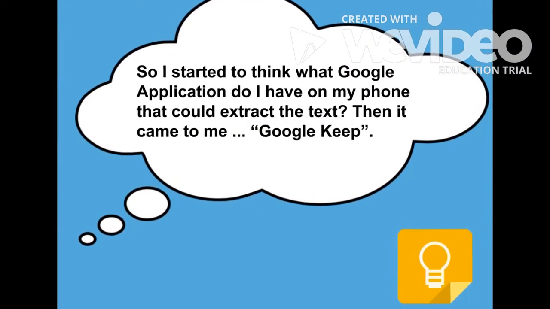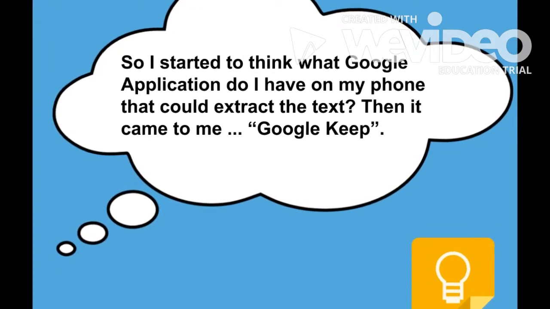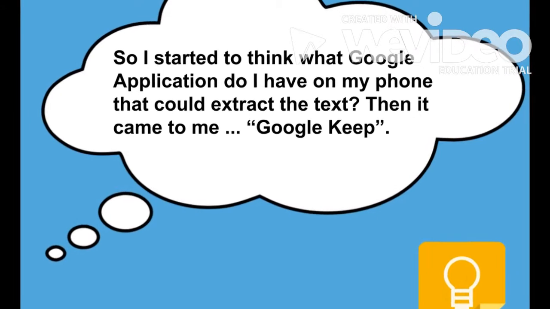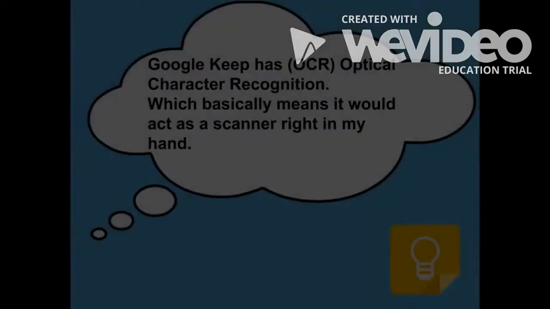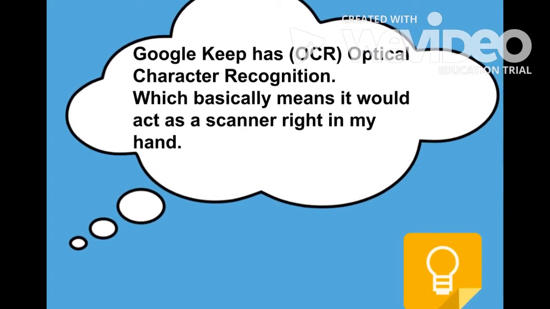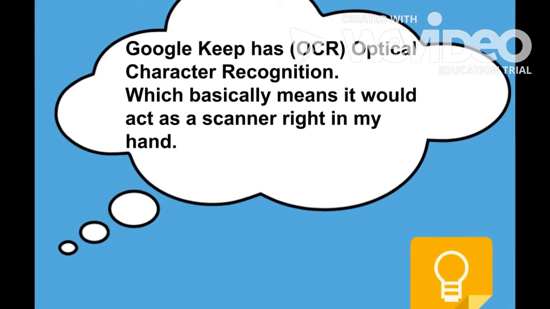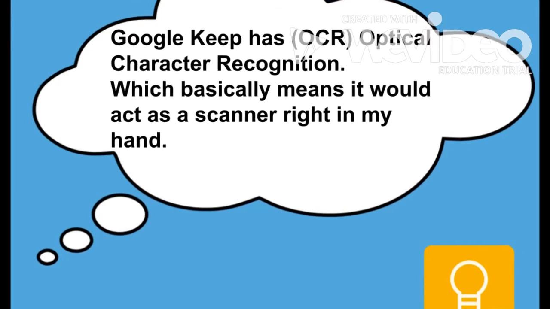So I started to think, what Google application do I have on my phone that could extract the text? And then it came to me, Google Keep. Google Keep has OCR, optical character recognition, which basically means it would act as a scanner right in my hand.